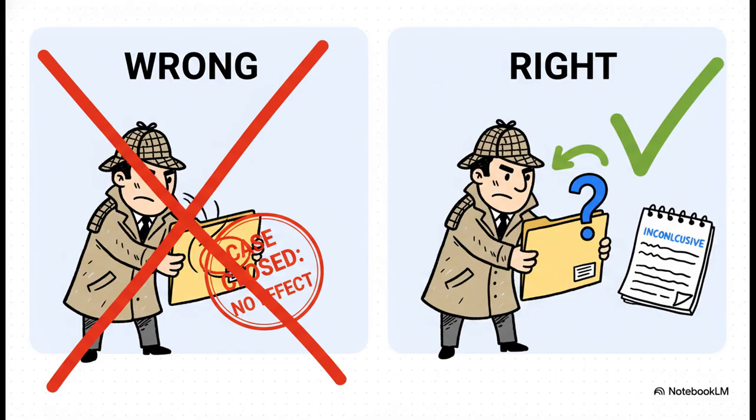When a result isn't significant, please do not say it proves there's no effect. That's not what it means. The correct interpretation is that we cannot conclude there is an effect. It's a subtle difference, I know, but it is absolutely crucial. Just remember, a lack of evidence is not the same as evidence of a lack.